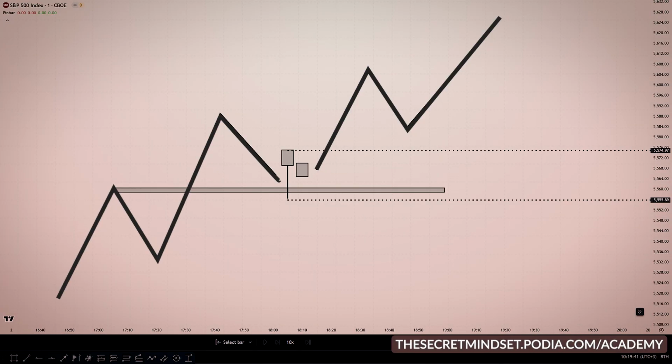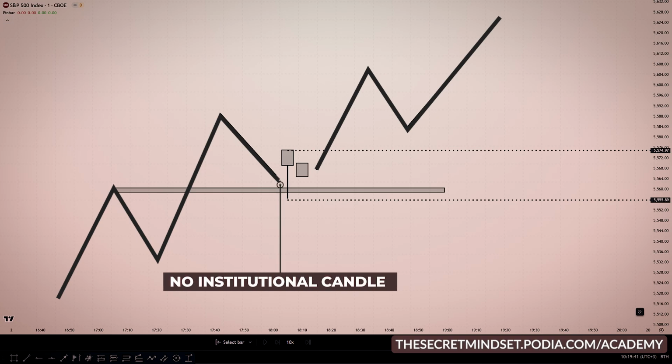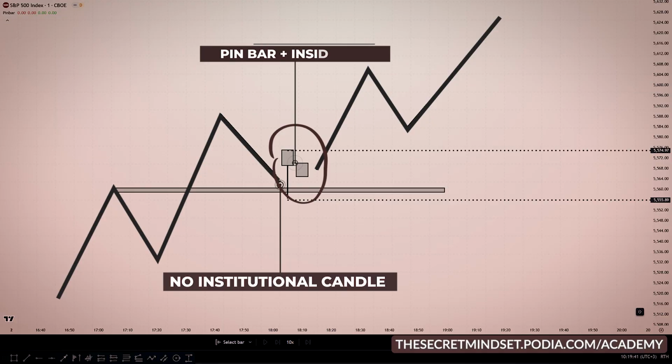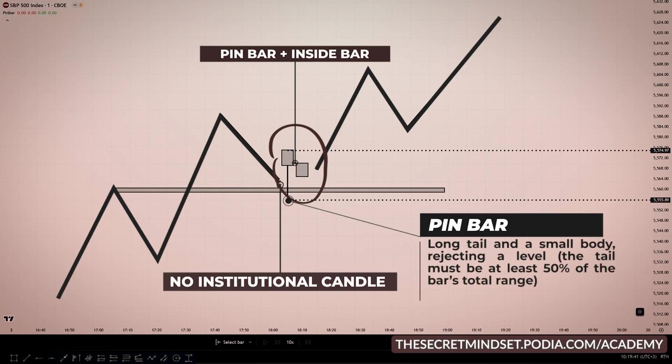Now, what if you don't have an institutional candle to trade? Well, another variation of this scalping method is when you first spot a pin bar and then an inside bar. So first you have a pin bar with a long tail and a small body rejecting a level.